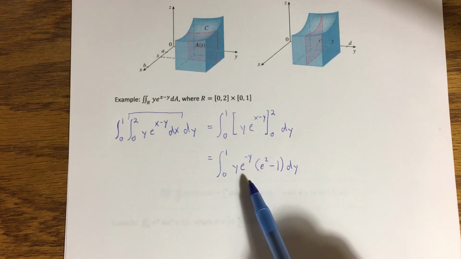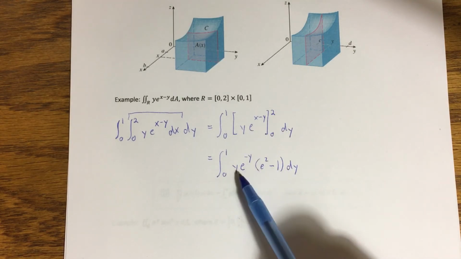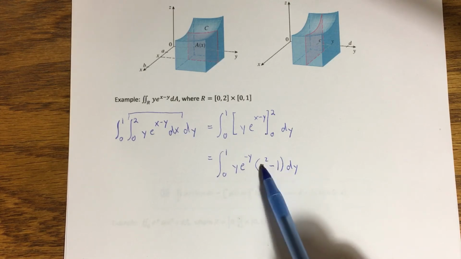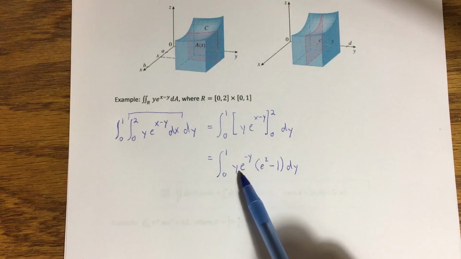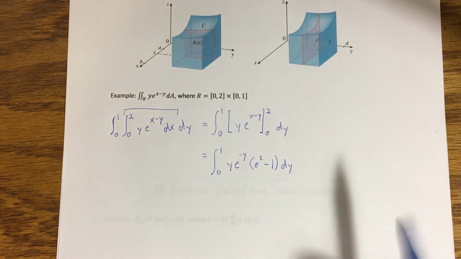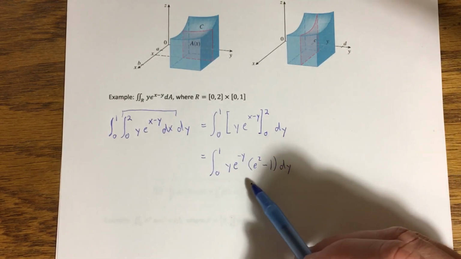Okay, so now we need to do the integral with respect to y from 0 to 1. E squared minus 1 is a constant. We can bring that out of the integral, but what remains does require integration by parts. So we weren't able to escape parts completely, but at least we got to save it for last. So let's look at how we would do that.